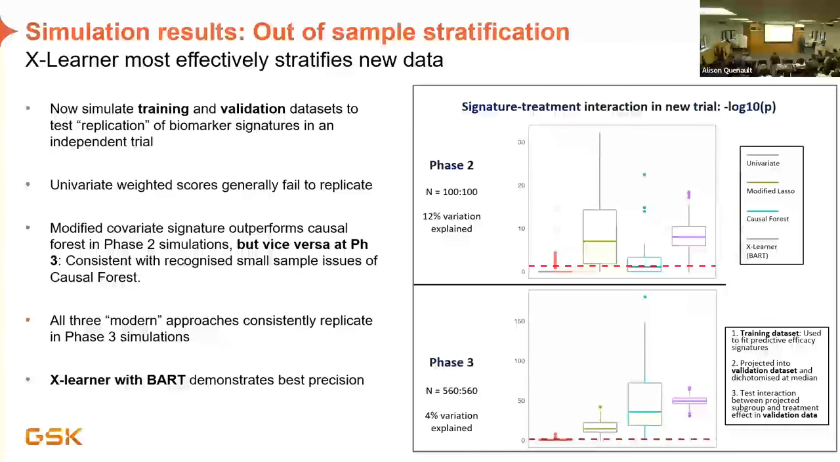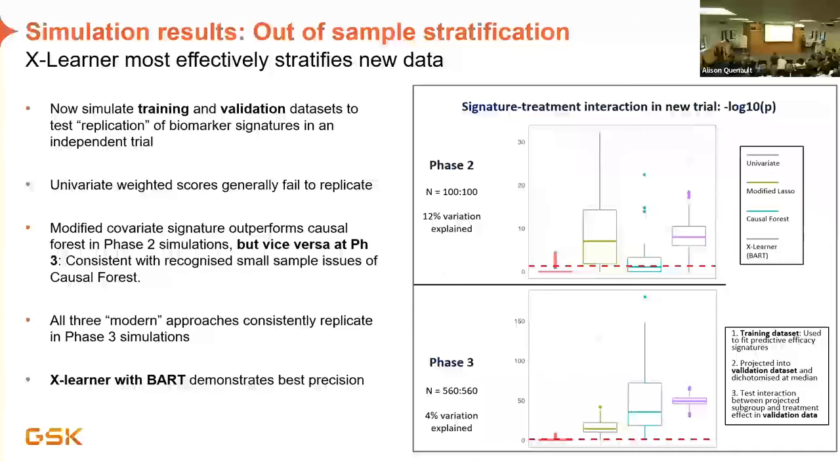We've now got the X-learner on the plot, which wasn't previously there because it doesn't offer variable selection. The univariate analysis here is an unfairly simplistic use, which was just creating weighted scores. I'm sure that is not what one would do in practice with 1,000 variables, but that completely failed to replicate. At phase three, all three of these methods actually do very well. Again, I suspect this indicates I've simply simulated too strong a signal, but I still think it's interesting for their relative performance. All of them are consistently, comfortably significant when trying to replicate their projected treatment effect.